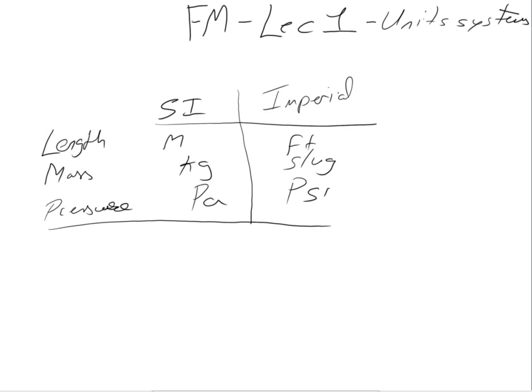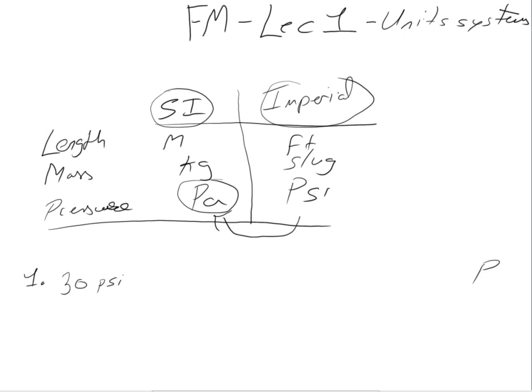So now let's just do some examples where we go from imperial to SI. So example number 1, we have 30 PSI. So we have imperial. We want to know how many pascals that is. And PSI and pascals is a unit you're going to see a lot in fluid mechanics. So we want to know how many PA that is.